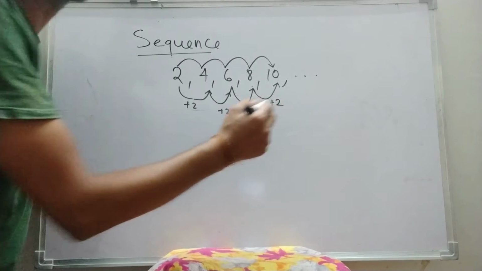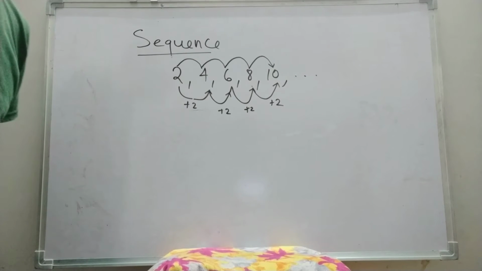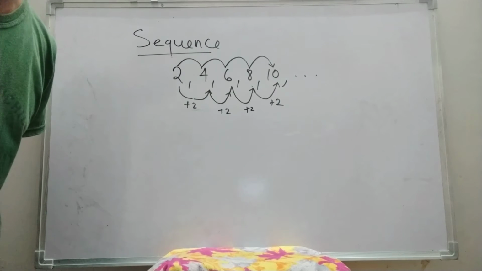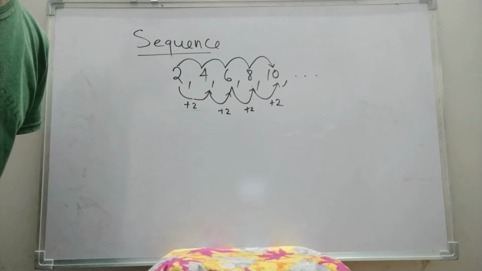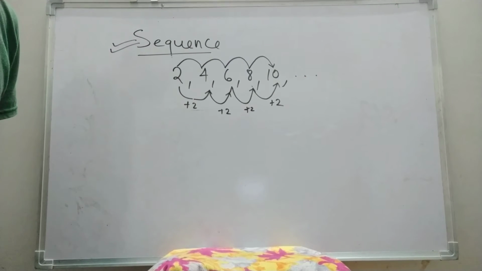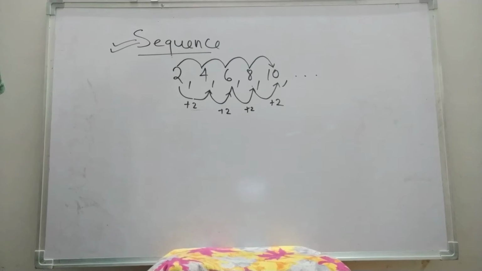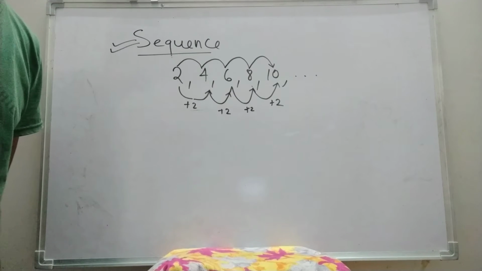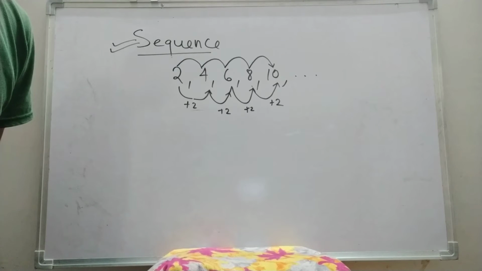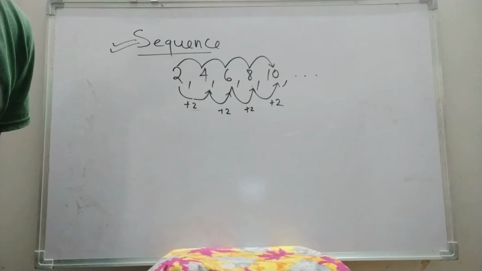Again 2 is added, the next term 8 is here, and again if 2 is added, the next term 10 is here. So students, if any arrangement of numbers follows a particular rule, then this arrangement of numbers is said to be a sequence. So students, I am repeating the definition of sequence once again. When a set of numbers or algebraic terms are arranged according to a definite rule, then these terms are said to be in sequence.